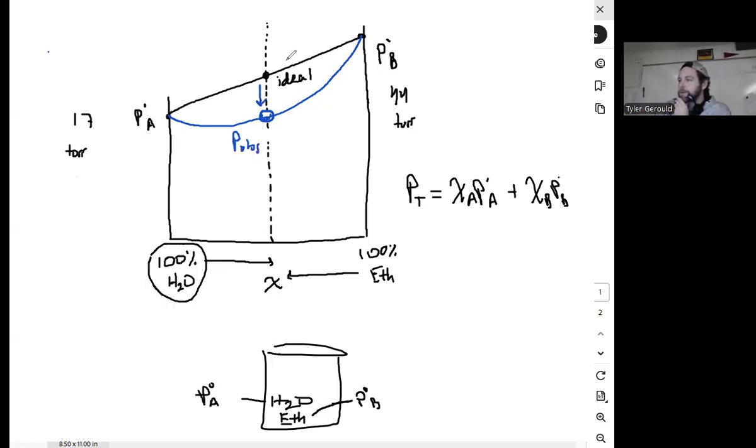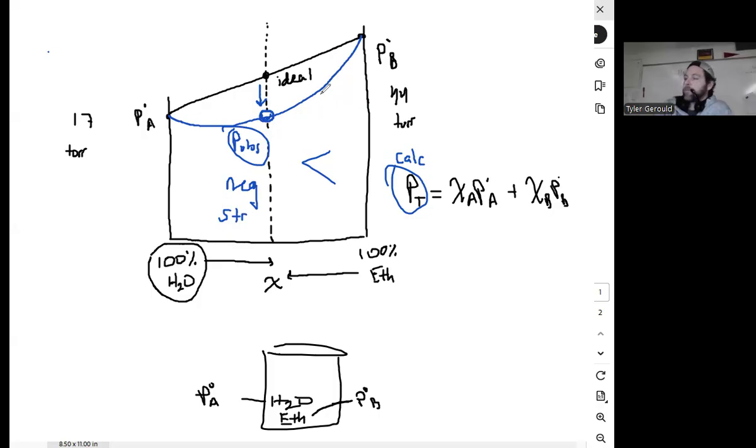So we're going to ask, what is this ideal pressure, this calculated pressure, compared to the observed pressure? If the observed pressure is less than the calculated pressure, here's the calculated value, and what we observe is less than that, we call this negative deviation. The observed vapor pressure is less, so negative. This is due to strong attractive forces between the two substances, like hydrogen bonding.